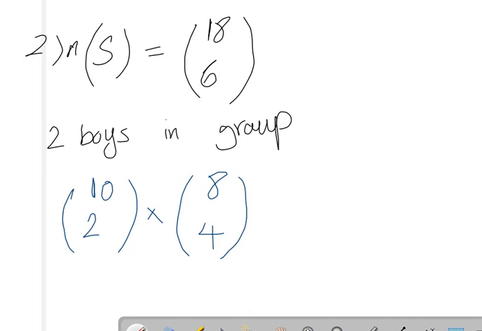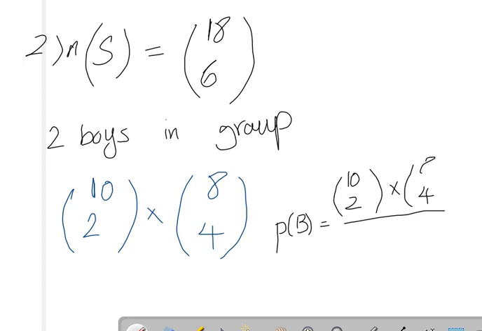So the probability is, for example, the probability of B is just 2 boys, so we need 4 girls, because in the group we have 6 people. You can see again, 10 and 8 is 18, 2 and 4 is 6.